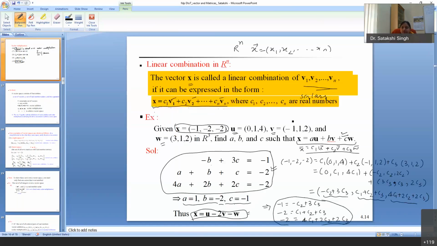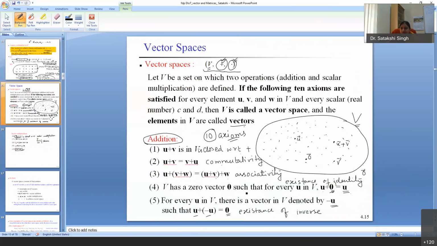So whenever we have given any set V with plus and multiplication defined on them, and if all the 10 properties are satisfied with that set, then we say that this set is a vector space.